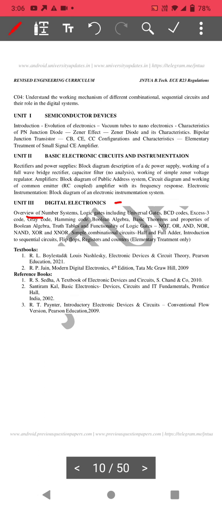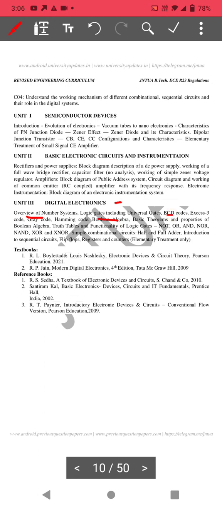That is very important. Overview of number system, universal gates. Explain universal gates. What are universal gates? They are NAND and NOR. Why? Because by using NAND and NOR, you can realize any type of gate. Any operation can be realized by using NAND and NOR.